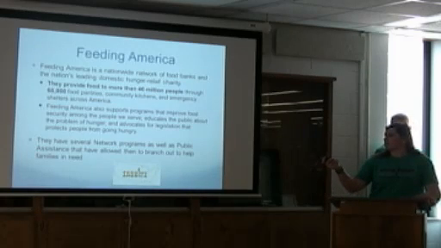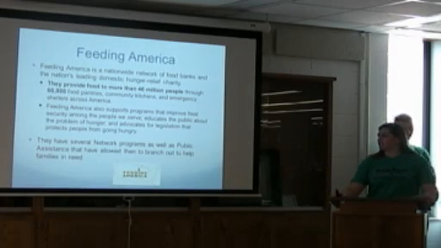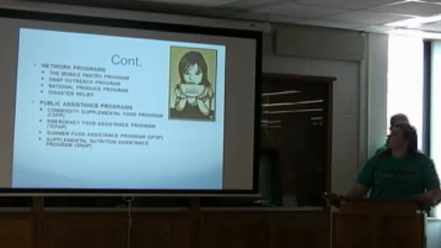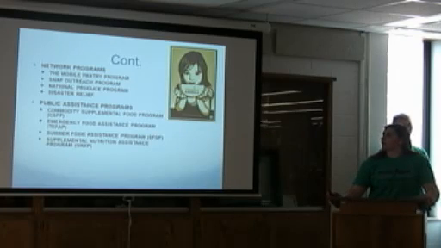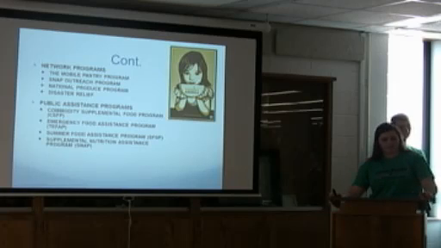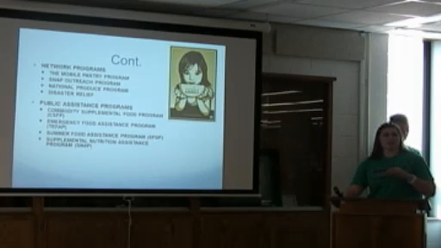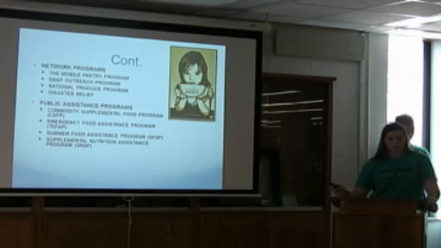But they break down into two specific groups. They have the network programs and then the public assistant programs. You see your network programs are the mobile pantry. The mobile pantry program is, they basically have 200 food banks that are extremely huge, and this has allowed them to go through and travel and supply food banks more steadily to have fresher produce.